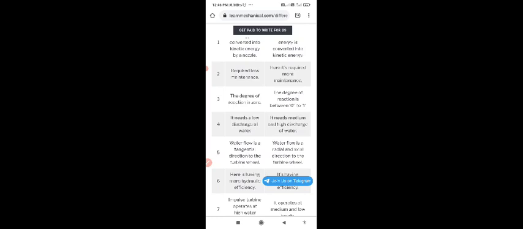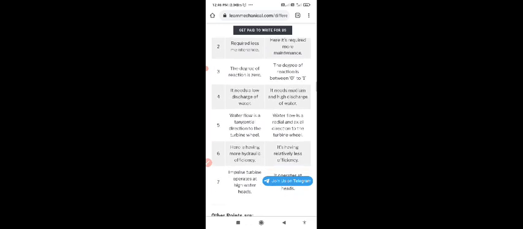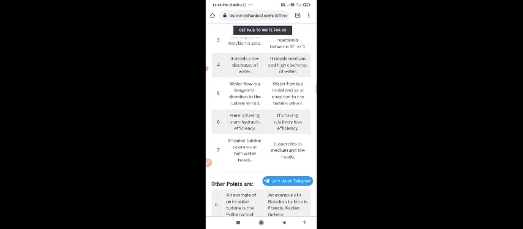Fifth one, for impulse turbine, water flow is in the tangential direction to the turbine wheel. In reaction turbine, water flow is in the radial and axial direction to the turbine wheel. And sixth point, the impulse turbine has more hydraulic efficiency. The reaction turbine has relatively less efficiency.